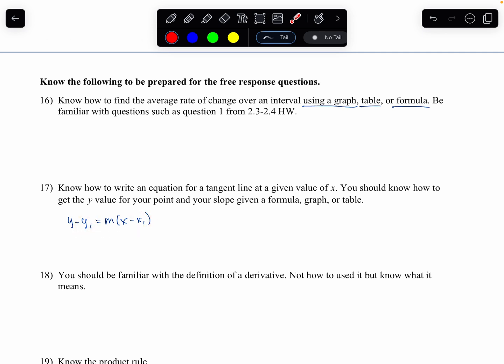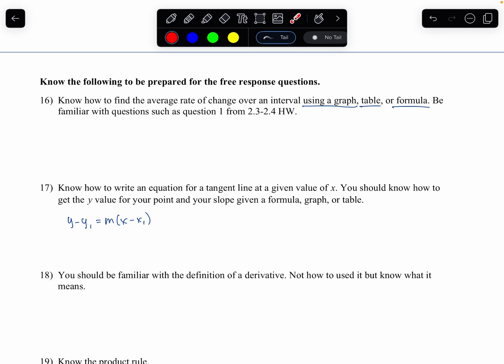Now, though, you might have to use a graph to get the y value. If you have the graph of f, then look at this x value and see where the y value is. If you're given a table, do the same thing. Look at the x value, find the y value. If you're given a formula of the function f, then plug in the x value to get the y value.